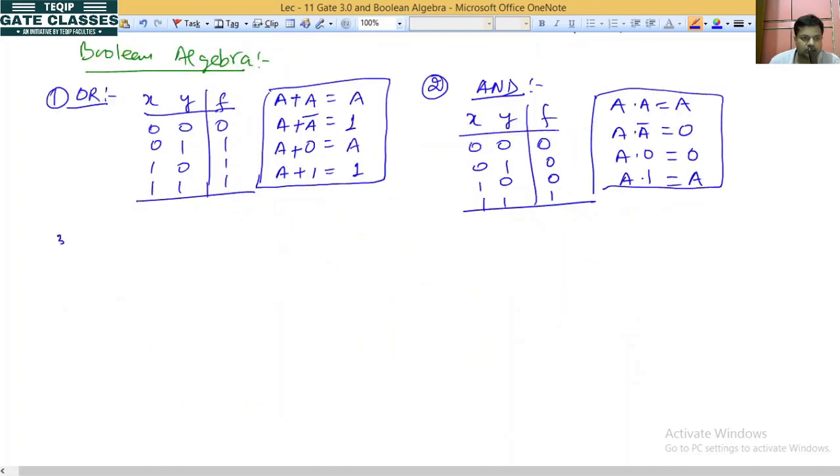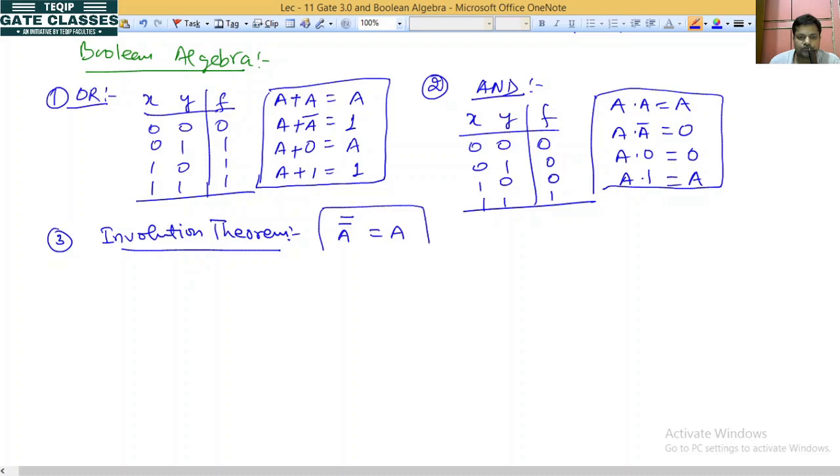Now the third formula is the involution theorem. What does it tell? It tells that if we complement a variable 2 times, it will give that variable. You can prove it. For example, if you have A equal to 0, 0 double bar equal to 1 bar, it will be 0. You can see here. Okay na?